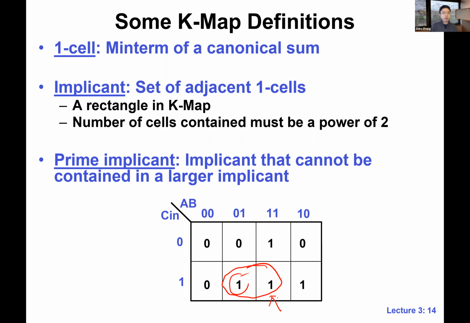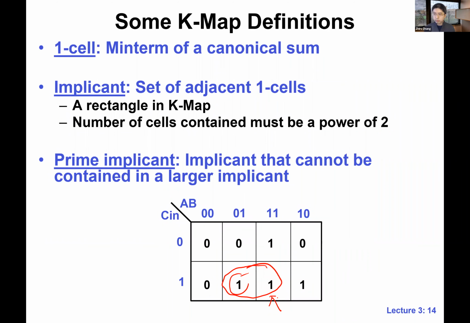So one more time. We have something called a one cell. This is just a min term. An implicant is basically a rectangle of one cells, and the size must be a power of 2. And we're going to be defining adjacency very soon. And we have something called a prime implicant, which is basically something that cannot be contained in anything larger, in a larger circle. All right, clear?